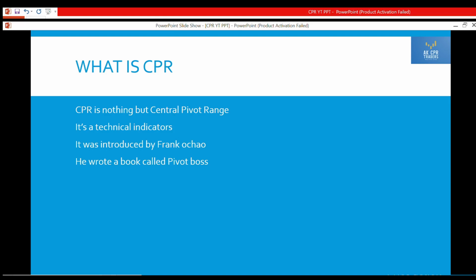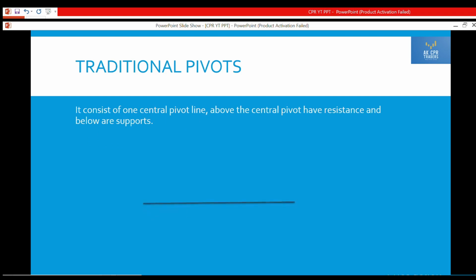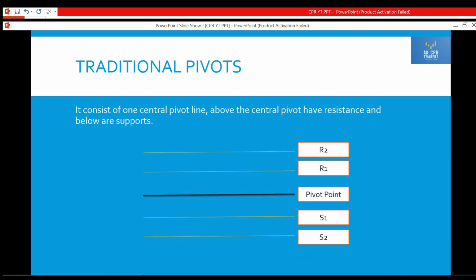So what is CPR? CPR is nothing but central pivot range. It is a technical indicator. It was introduced by Frank Ochoa. He wrote a book called Pivot Boss. So how do traditional pivots look? In traditional pivots, we have only a single line, which we call the pivot. Above the pivot we have resistance, and below the pivot we have support lines. We have 3 resistances and 3 supports. Once the pivots are created on a particular day, they remain the same for the whole day.